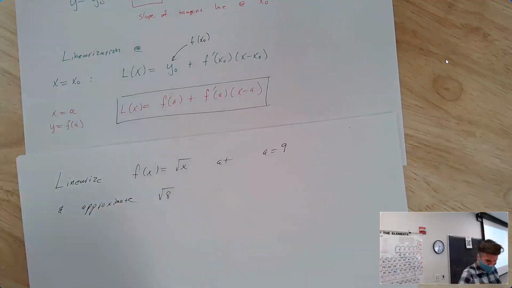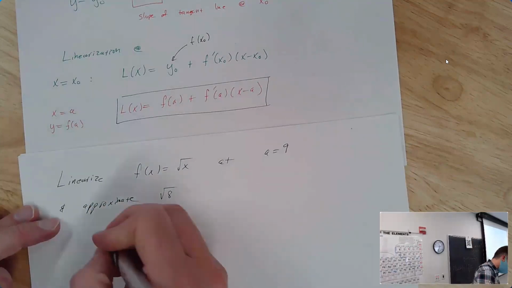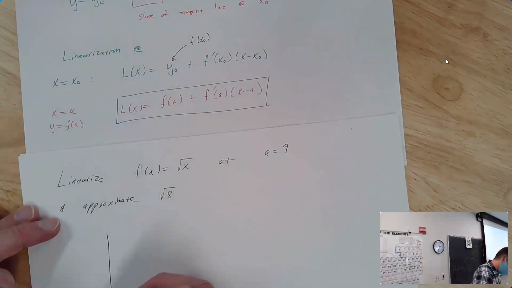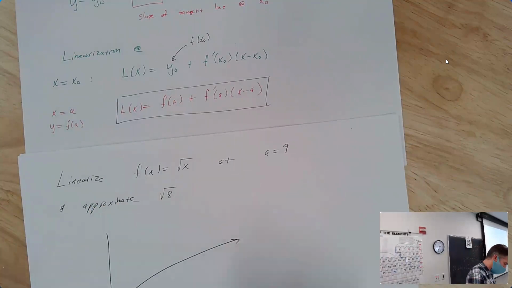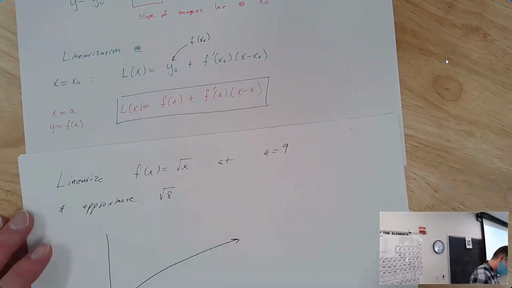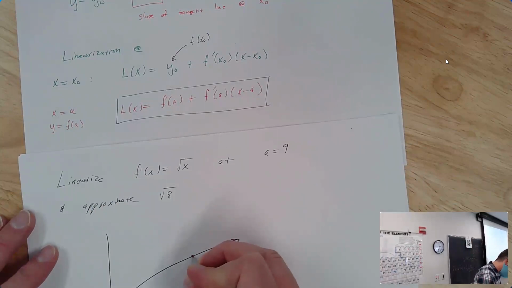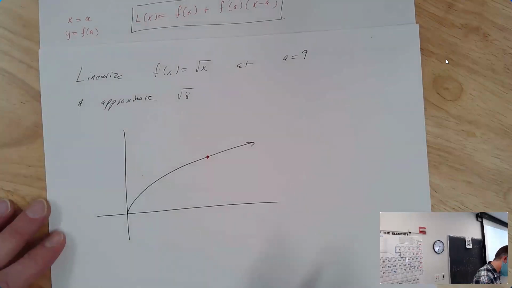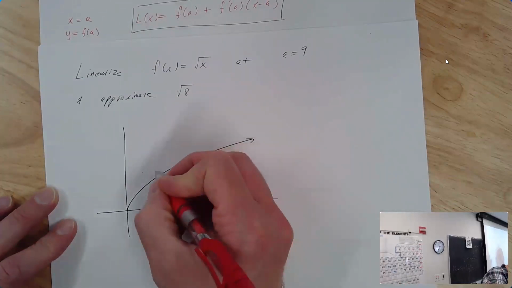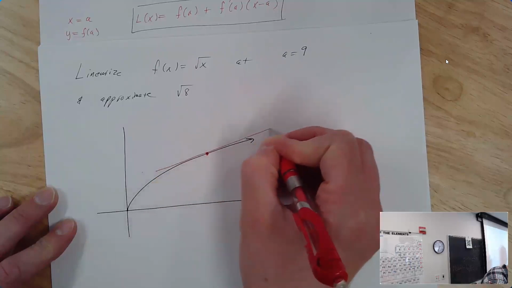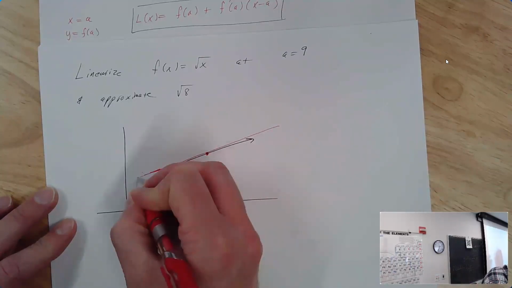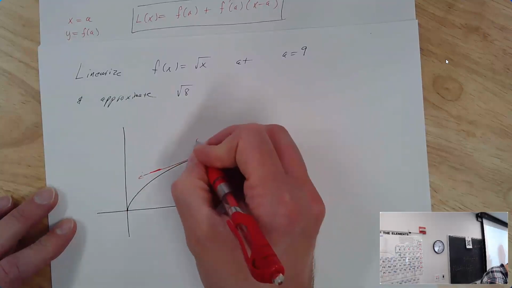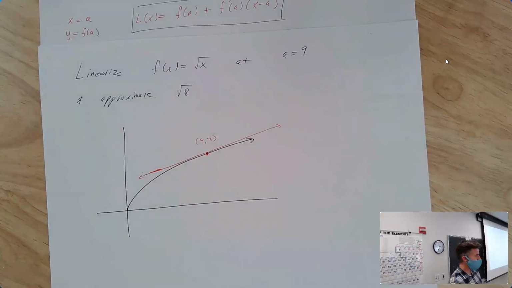And graphically, here's what's going on. Here's our square root function. And here is the place where we are linearizing things at, the point 9, 3. So I'm going to draw my linearization, and pray that it comes out good. Yeah, it came out pretty good. So there's my linearization. I suppose I should actually find the equation of this tangent line.